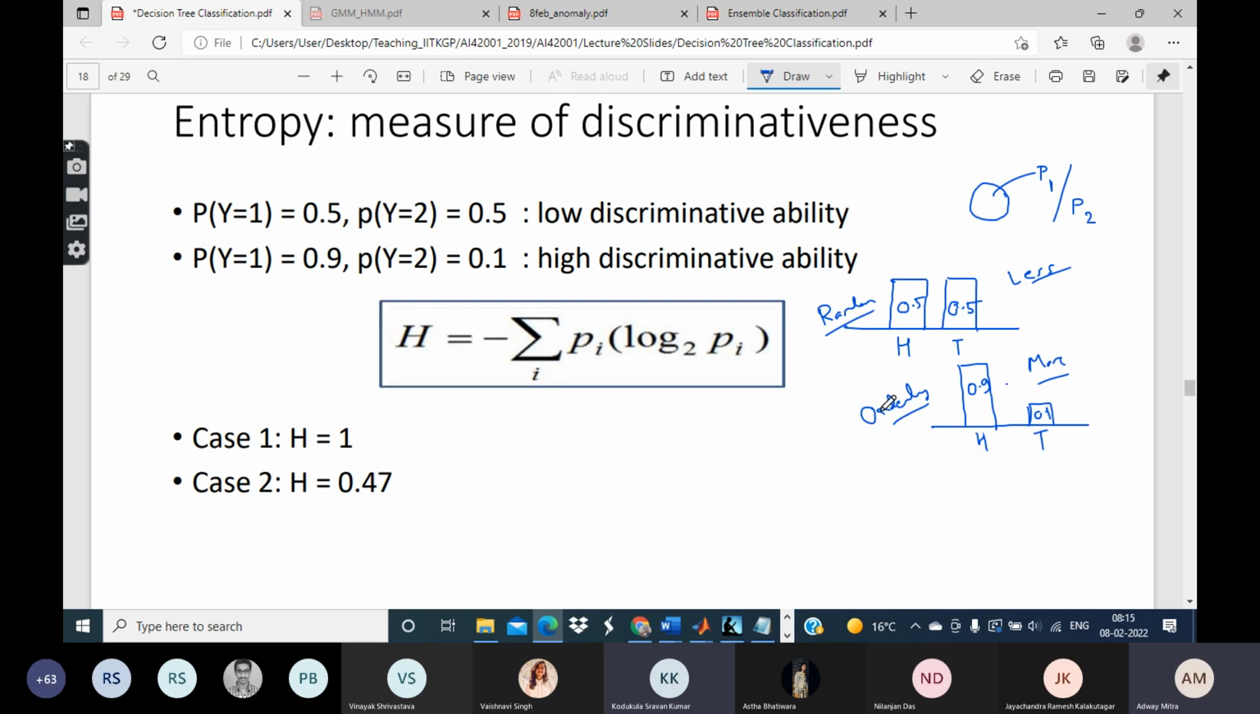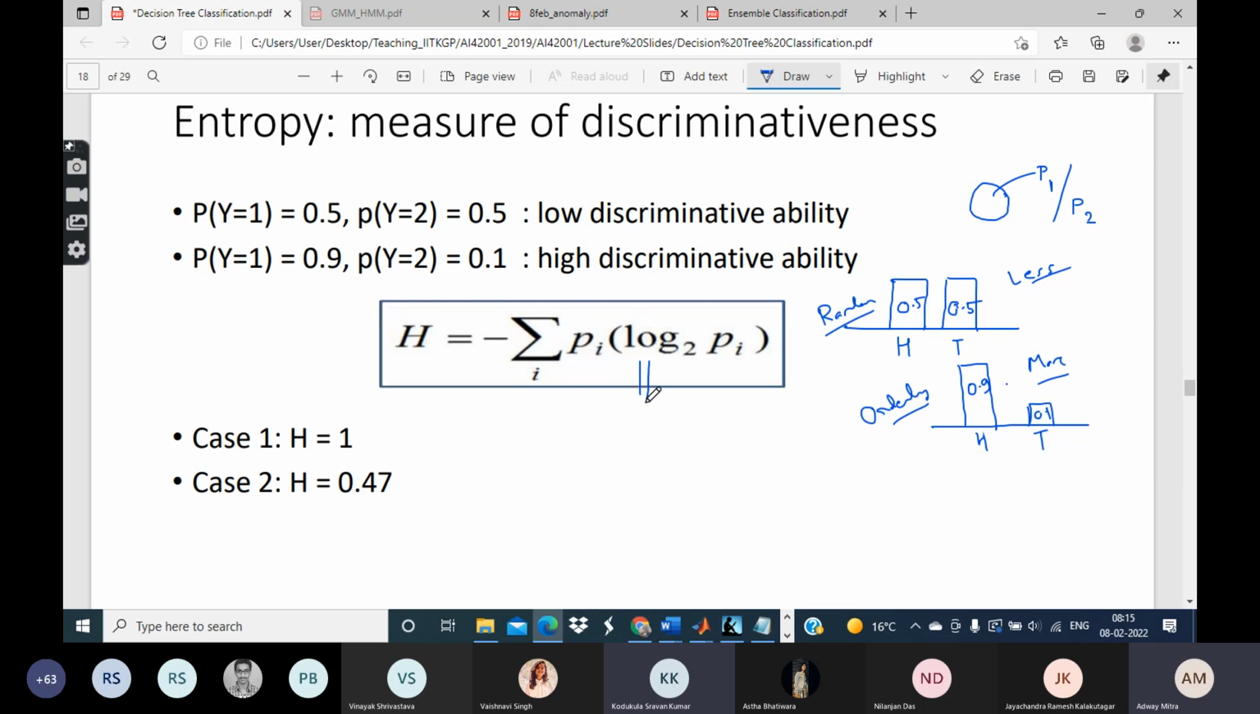These are concepts which are frequently used in information theory. Seen in another way, we can also say that the first distribution has low discriminative ability, and the next one has high discriminative ability. So now, if you actually calculate the values of this entropy, how do you calculate?